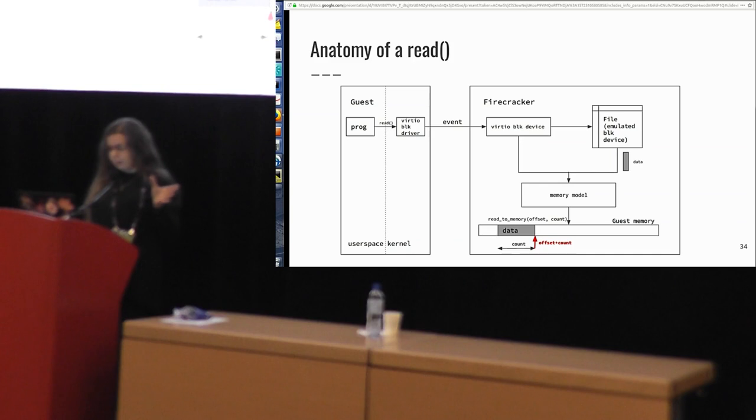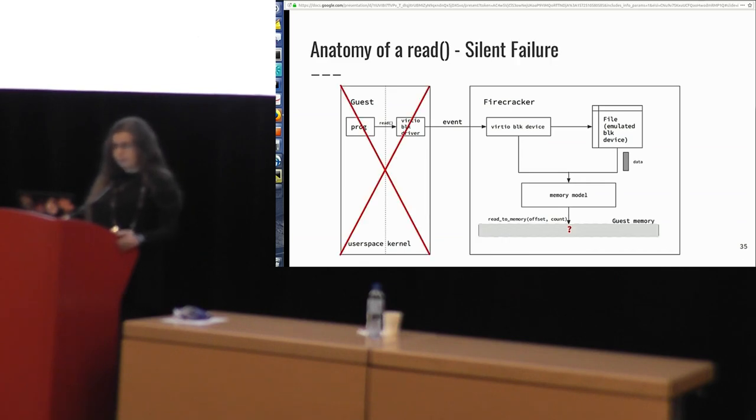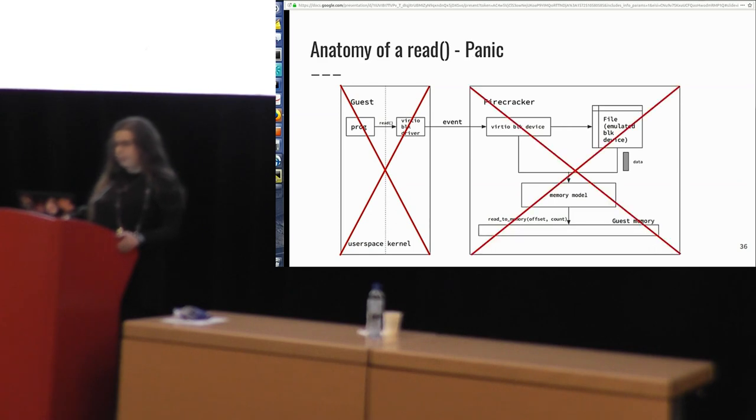Now, if all goes well, the operation that you see there in red, offset plus count, will not overflow, and the data will be put somewhere where the guest driver can read it. What if it does overflow? Well, one of two things can happen. The first is undefined behavior. You don't know where that data goes, and we have reasonable reasons to believe that the guest is eventually going to suffer from that and die. Another thing that can happen is the overflow can be caught by the Rust runtime and take down the Firecracker process and the guest with it.